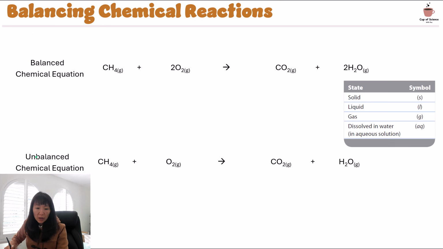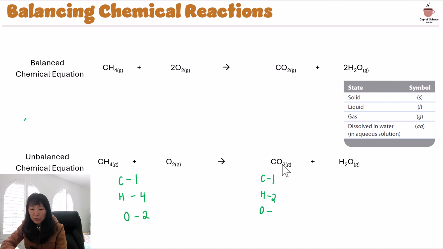So let's check. For carbon, there's 1 here. Hydrogen, there's 4. For oxygen, there are 2, right? And what about on the right-hand side? There's carbon, there's 1. Hydrogen, there's 2. What about for oxygen? How many oxygens do you see? There's 2 here, and there's another 1 here, so that's a totality of 3. You could already tell this is not balanced because if you look at the hydrogens and the oxygens, they are in different numbers.